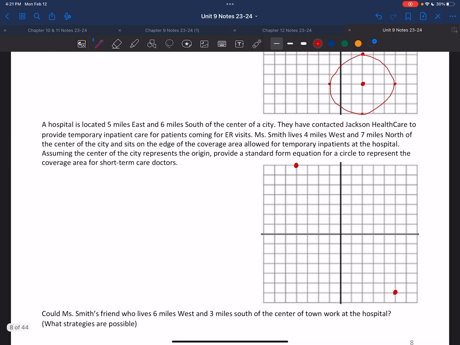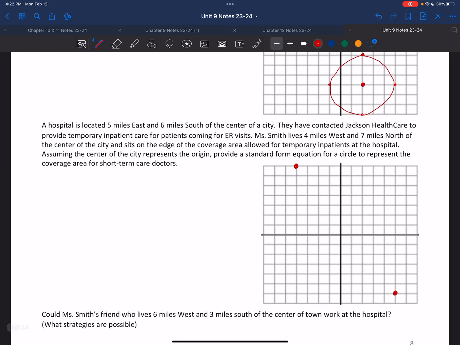All right, so this one says a hospital is located 5 miles east and 6 miles south of the city center of a city. They have contacted Jackson Healthcare to provide a temporary inpatient care for patients coming from ER visits. Mrs. Smith lives 4 miles west and 7 miles north of the city center, and sits on the edge of the coverage area allowed for temporary inpatients at the hospital. Assuming the center of the city represents the origin, provide a standard form equation of a circle to represent the coverage area for short-term care doctors.